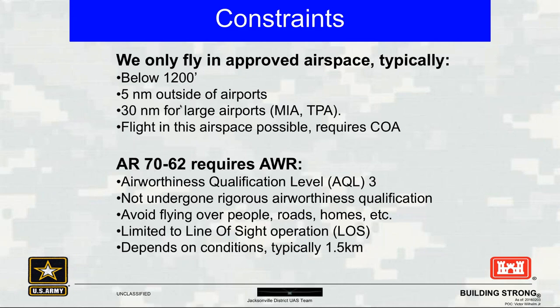We do have to have an airworthiness qualification, that AWR level 3, to avoid flying over people, roads, homes, etc. So that can be a challenge if you're on something like, let's just say, Lake Okeechobee, where there is development pushing up to the side of the lake, or at least to the side of the levee. We have to be aware and conditioned about where we're actually sending the aircraft over. And we have to keep line of sight. So that typically is 1.5 kilometers. But we do have to always maintain line of sight with the aircraft.